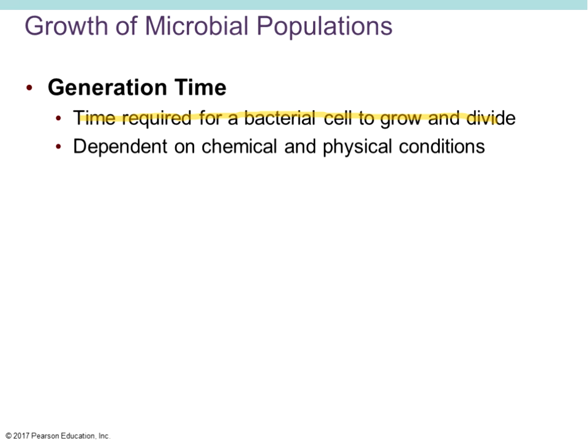It's dependent on both chemical and physical conditions and on the species of bacteria. Something like Staphylococcus aureus has a generation time of about 20 minutes, whereas Mycobacterium tuberculosis has a generation time of about 18 hours. It takes 18 or 20 hours to get a new generation of Mycobacterium, where it only takes 20 minutes to get a new generation of Staphylococcus aureus. So not only does it depend on the chemical and physical conditions these bacteria are growing in, where in optimal conditions it's going to have a generation time as fast as it possibly can, but it also depends on the individual bacteria themselves.